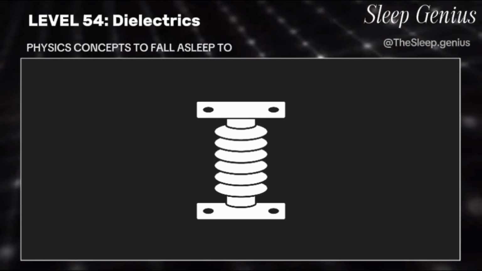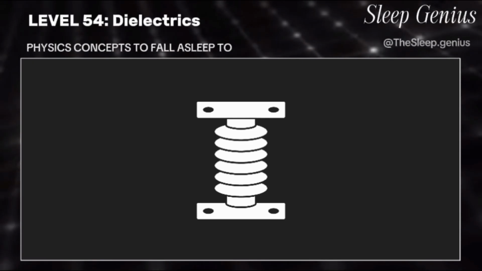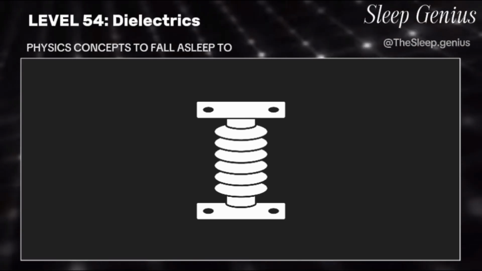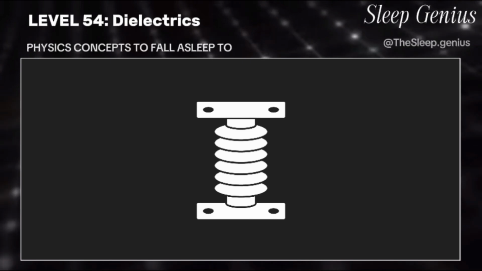If the field becomes too strong, breakdown can occur and the material may conduct. Dielectrics are recognized by their use in capacitors and insulation. Their behavior is understood by observing stored charge and reduced electric force. They are part of larger electrical systems. Dielectrics affect energy storage, signal control, and safety.